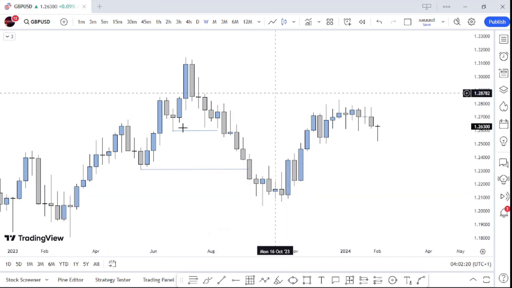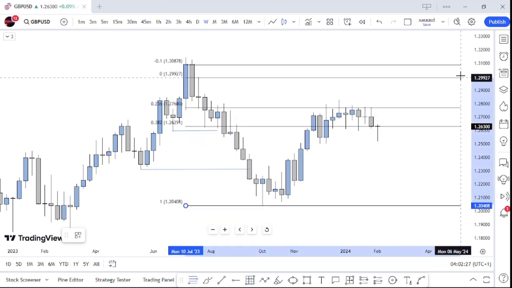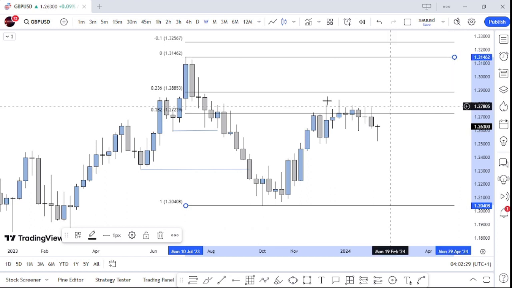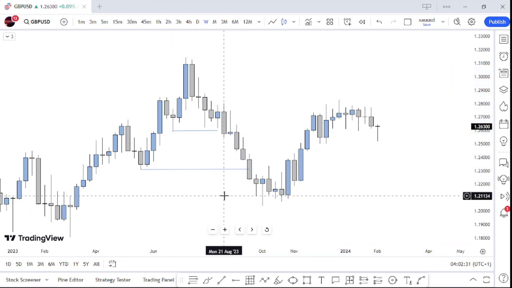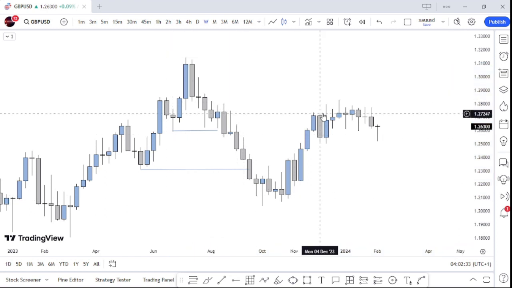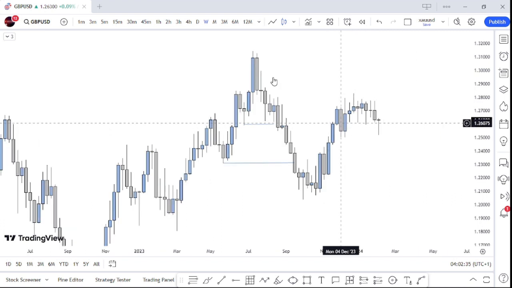Price gave a retracement. Let's see how far the retracement went. Let's use the Fibonacci, of course. It retraced to the 0.382 level, and we started having rejections on the daily.